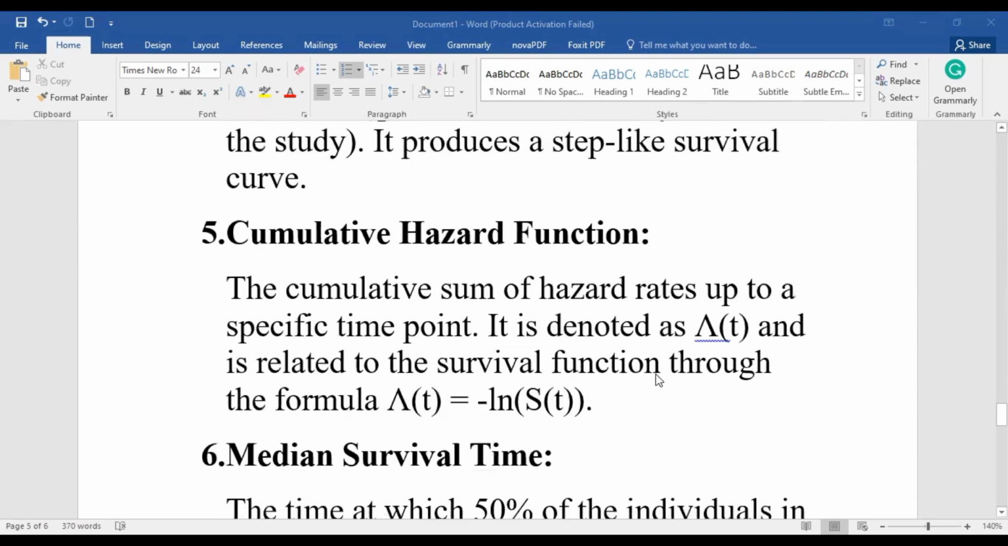Now, the next term is cumulative hazard function. The cumulative hazard function is just the cumulative sum of hazard rates up to a specific time point. It is denoted by H(t) and is related to the survival function through the formula that is presented there.